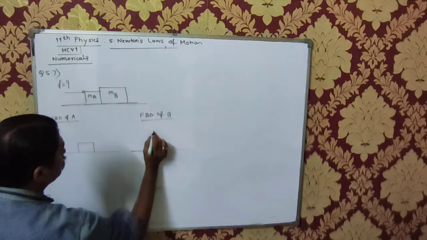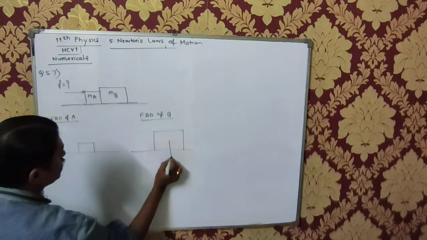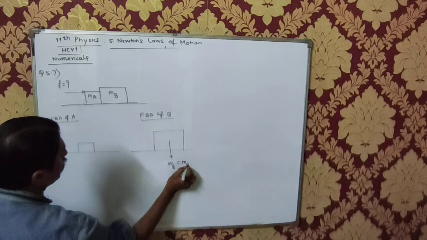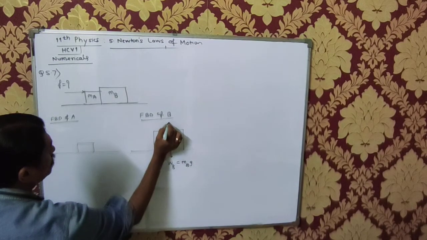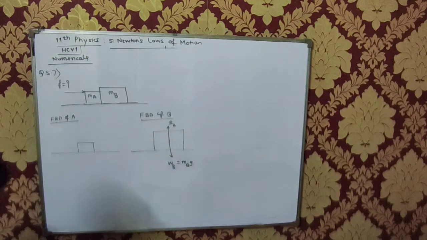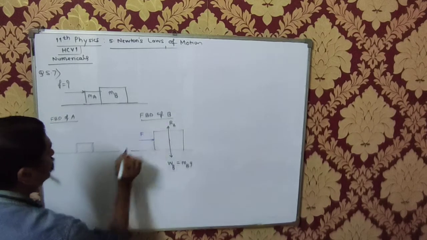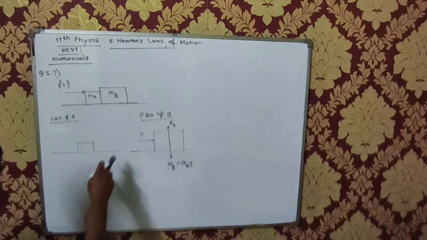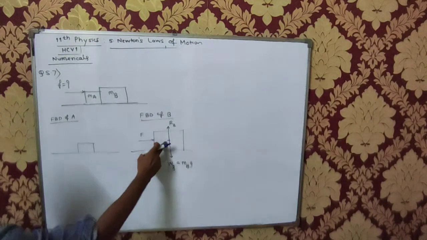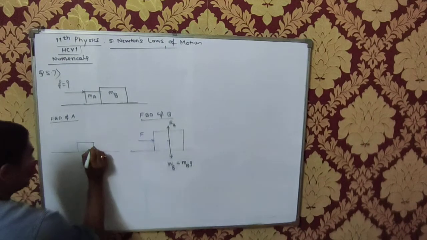That's a huge diagram. So this is the weight W2 or WB, which is equal to MB into G, and this will be the normal reaction, whatever. So consider R2. Now they say that this block is experiencing what force? F. This is the force experienced by block B. That means block A pushes block B by this force. So by the principle of action-reaction, the same force is acting on this also.